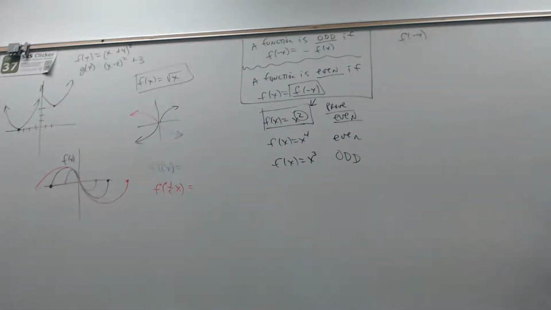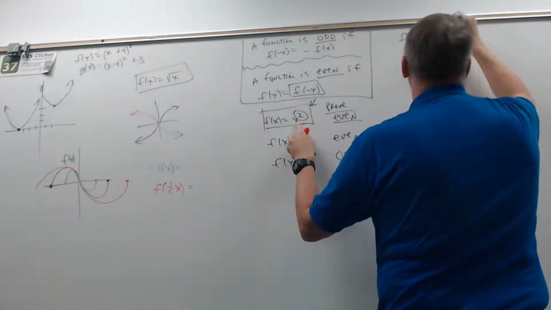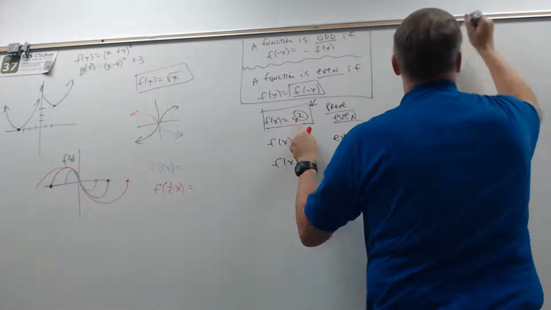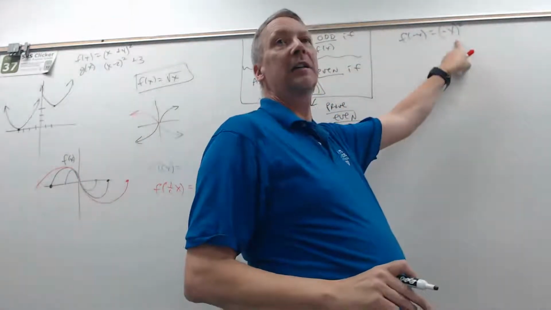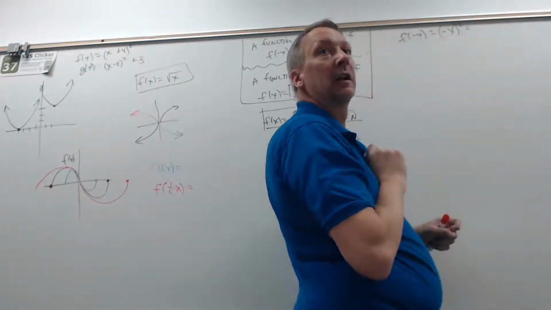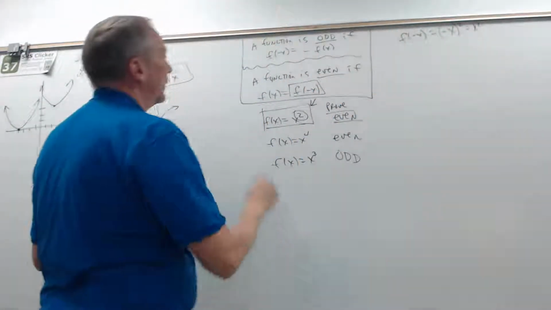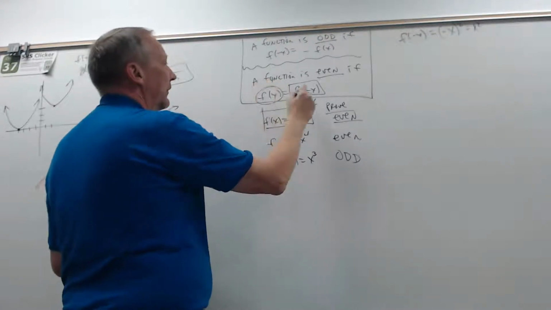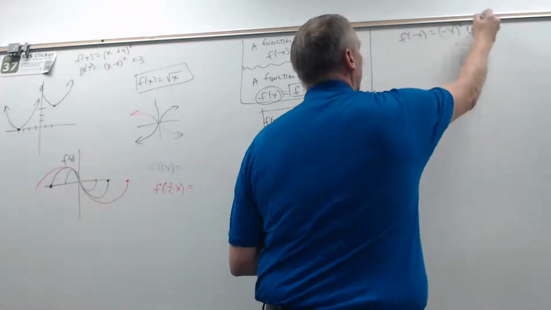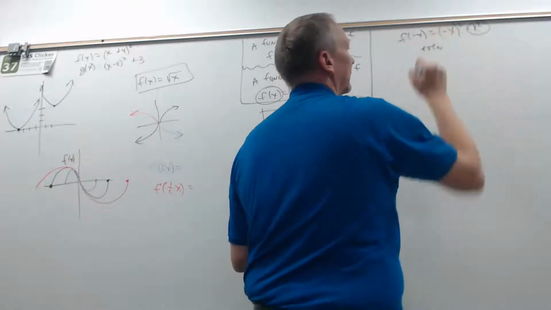Plugging it in, if I plug in a negative x right here, it's going to be -4 times negative x squared. When I simplify that, it becomes -4x squared. So the essential thing says, if I have a function and I stick in a negative x, and I get the function back, it is even. Did I get my function back? Yes. So therefore, it is even.